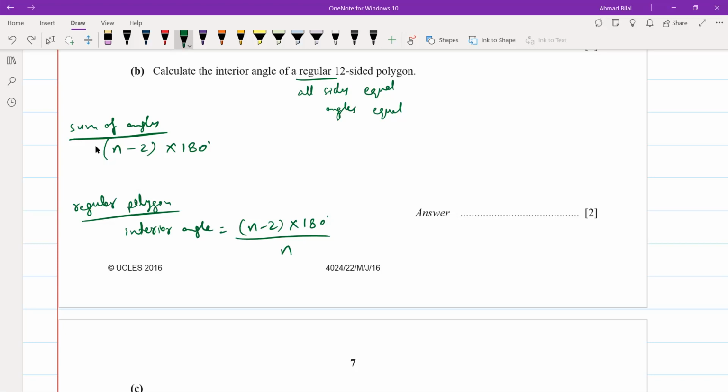So let's just input values here. We have 12 minus 2 into 180 divided by 12. You'll see what comes. So 1800 divided by 12, what do we get? We get 150 degrees. This is what we get here. Okay? Any issues with this?